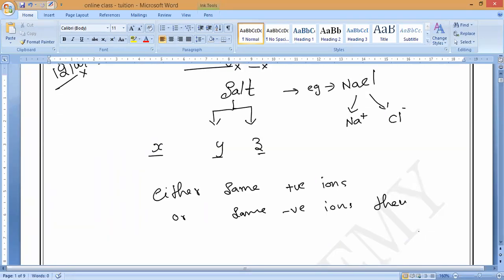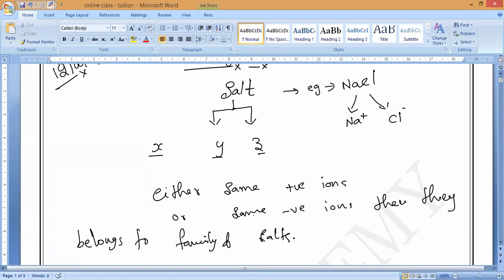Understood? Please tell me. They belong to the family of salts. Same negative ions, then they belong to what? Then they belong to a family of salts.